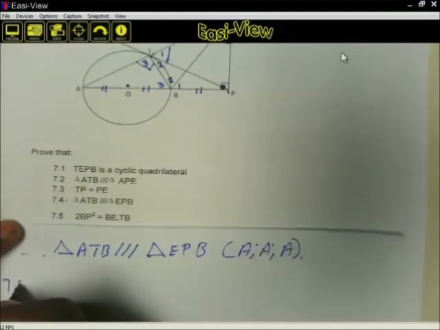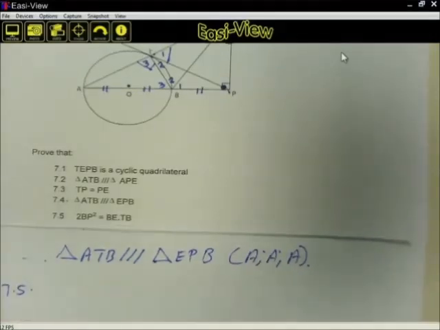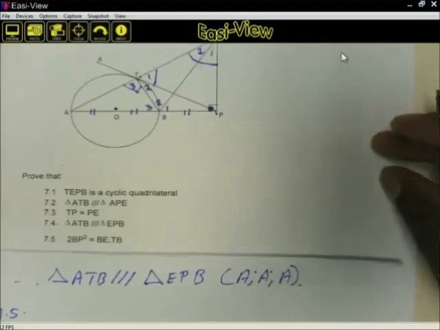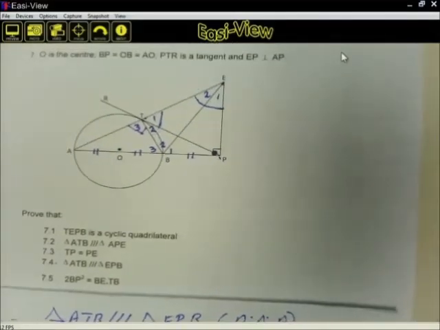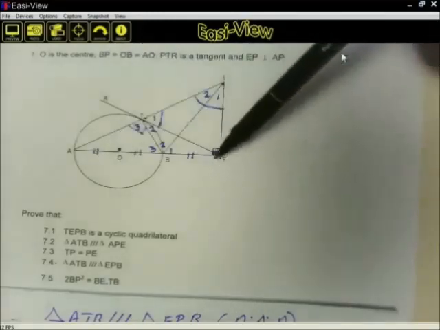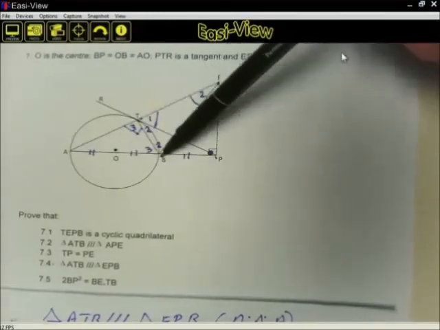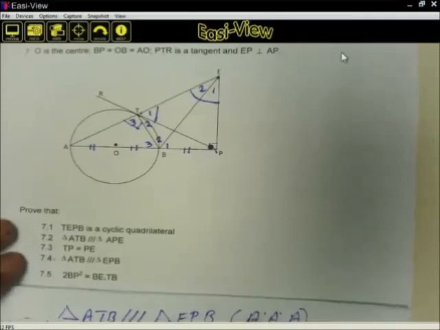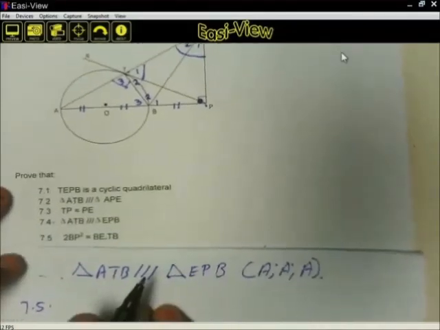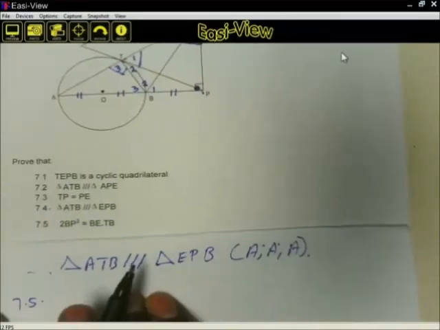7.5. Prove that twice BP squared is equal to BE multiplied by TB. It is very important to note the given information. Remember earlier on we were given that BP equals OB equals OA. Those were the radii. Now we want to prove that twice BP squared is equal to BE multiplied by TB.